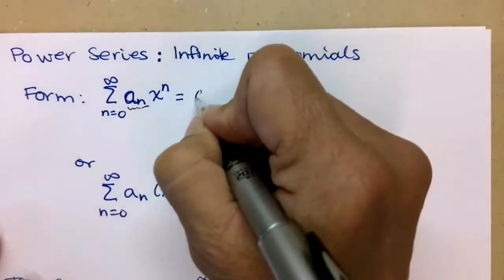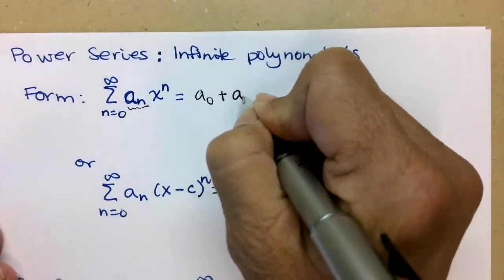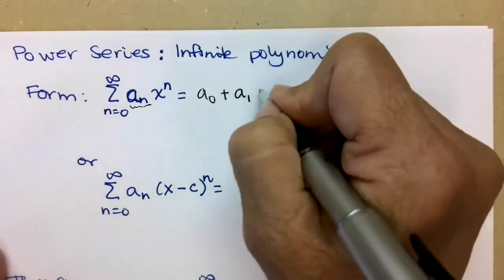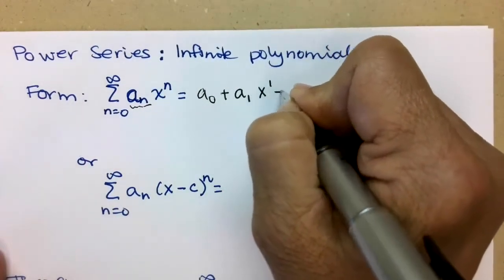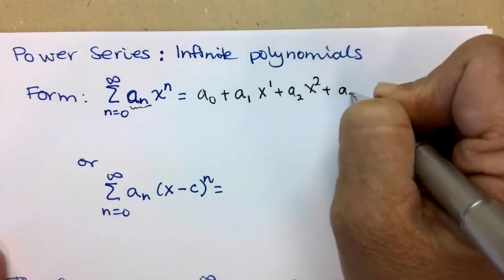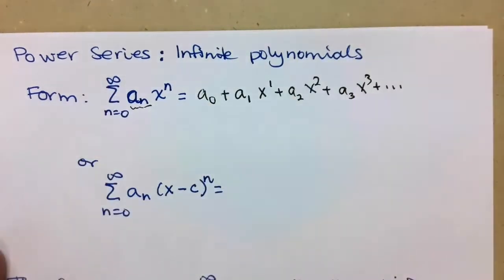Okay, so we would have a sub 0, x to the 0 is just 1. And then we'll have some other coefficient that may have n's in it, and then x to the first, and then a sub 2, x squared, and some third x cubed, and so on. It just keeps going forever.